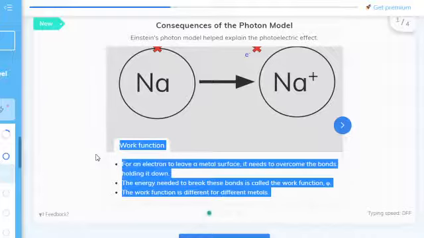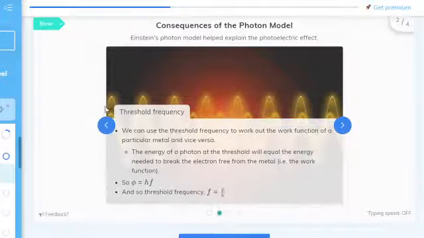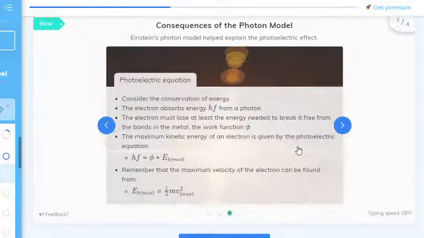Work function. For an electron to leave a metal surface, it has to overcome the bonds holding it down. The energy needed to break these bonds is called the work function. The work function is different for metals. Threshold frequency. We can use a threshold frequency to work out the work function of a particular metal and vice versa. So the threshold frequency is the energy times frequency, but there is no kinetic energy involved in it.